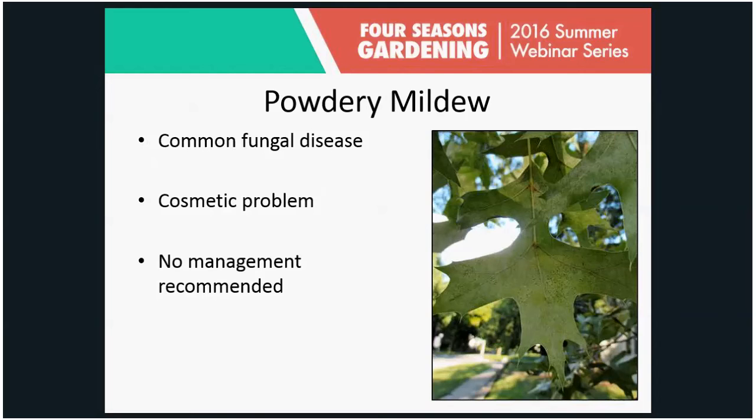So powdery mildew is a common fungal disease. It's actually one of my favorite fungal diseases because I think it's really cool. You can see a lot of different structures even without a microscope, and it has one of the coolest names. And for any of you who have taken Master Gardener training with me, I think you know where this is going. But when you look at this picture, you have the oak leaf. It has a white tinge to it. That's the powdery mildew aspect. And then it's got these little black spots. And those little black spots are fruiting structures of the pathogen. And that's actually how the pathogen overwinters.